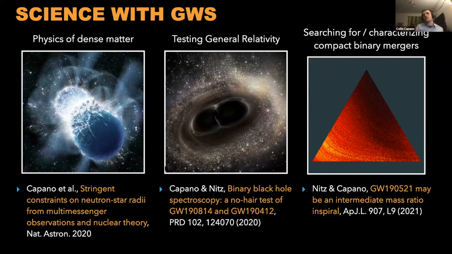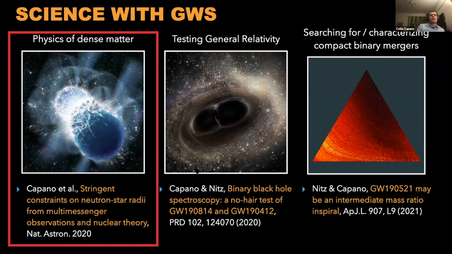And then in general, by searching, cataloging and measuring the parameters of these things, we build up libraries of their masses and so on, and you can do general astrophysics and learn about, say, stellar formation channels and things like that. And down below here, I list a few of the recent papers that I've put out that touch on each of these things. But in the interest of time today, I'm just going to talk about the physics of dense matter, so how we can learn about the nuclear equation of state from these mergers.